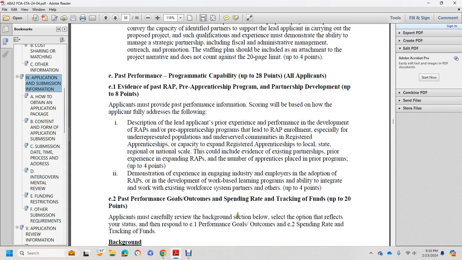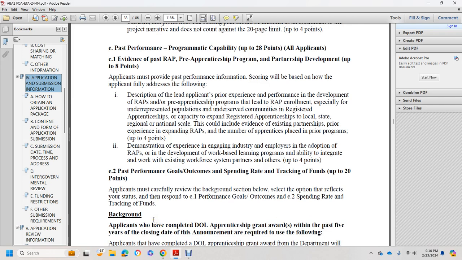Applicants must carefully review the background section below to select the option that reflects your status, then respond with C1, performance goals, outcomes, spending rate, and tracking of the funds. Alright, background. Applicants who have completed a Department of Labor Apprenticeship Grant Award within the past 5 years of the closing date of the announcement are required to use the following.